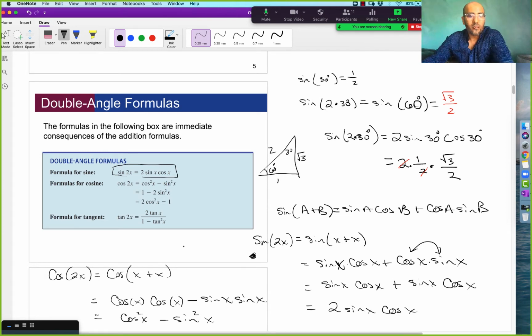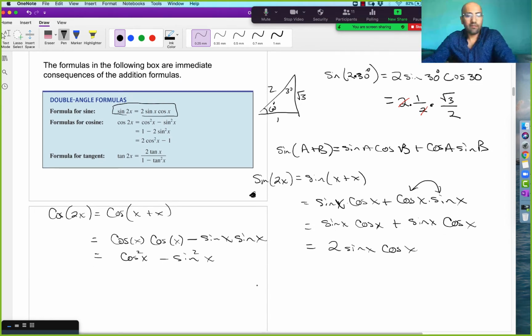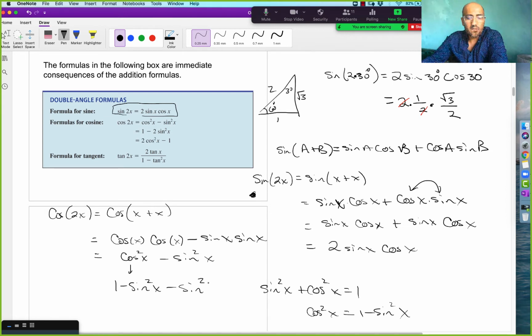Good. And now if you just apply our formula sine squared x plus cosine squared x equals 1, then we can solve for one of the cosine squareds or one of the sine squareds, plug it in, and that's how you get the other two. So, for instance, we can solve for cosine squared: cosine squared x equals 1 minus sine squared x. Plug that right in here. So that's 1 minus sine squared x minus sine squared x, which equals 1 minus 2 sine squared x. That's how you get this formula. So we got that one, we got that one.